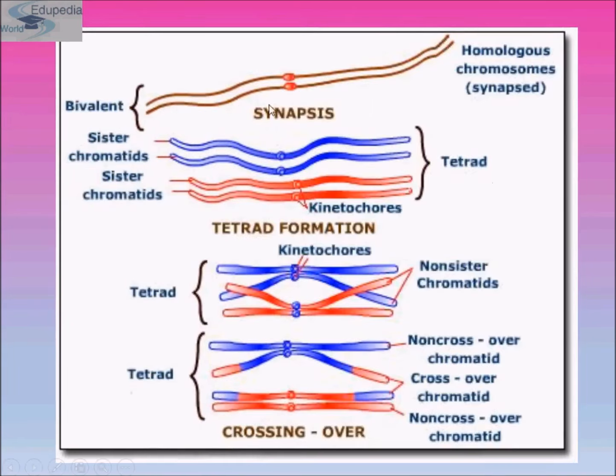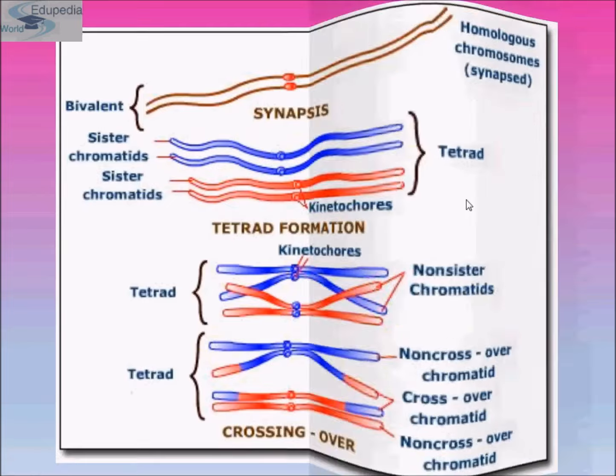This is the homologous chromosome and the synapse. These are the sister chromatids, and these are also sister chromatids, and thus it forms a tetrad, and these are the kinetochores of the chromosome. Then crossing over, that means exchange of genetic material between the homologous chromosomes. This red is interfering with the blue one, and thus the red portion has been incorporated into this chromosome. So these are known as crossover chromatids and these are non-crossover chromatids.